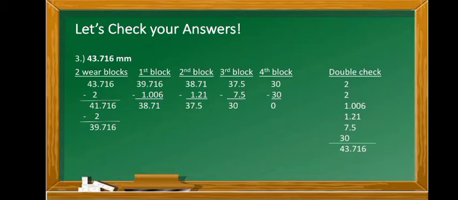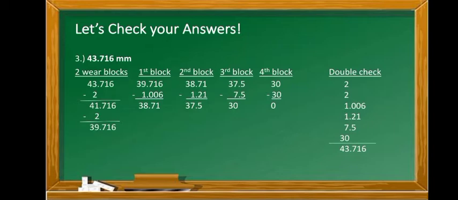So, 39.716, the remaining length, minus 1.006 is equal to 38.71. Then, we are going to eliminate the second decimal number, which is the 1, that will leave the first, or the 7, either a 0 or 5. So, our second selected block will be 1.21. That will result in 37.5 when subtracted. So, now our remaining length is 37.5.